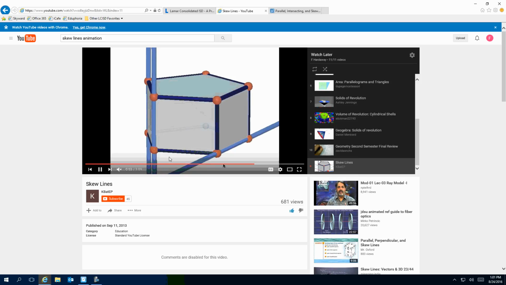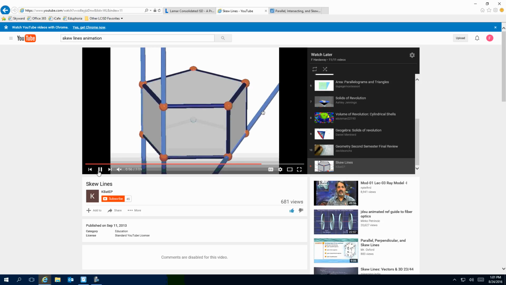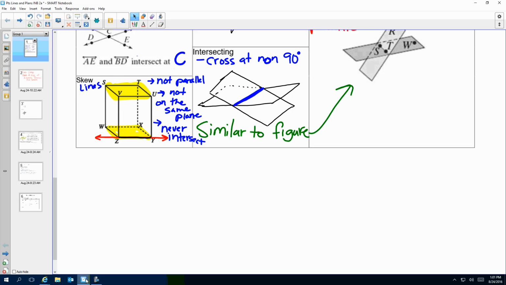Can you see it a little bit better now? All right, so we have not parallel. That means non-coplanar. Non-coplanar, not on the same plane, never intersect. So if I have this red line here as one of my lines, where would a line be skewed to that exist? SV, yes, SV would be skewed. So I could draw a line right here, and these lines are not on the same plane. They are not parallel, and they would never intersect.